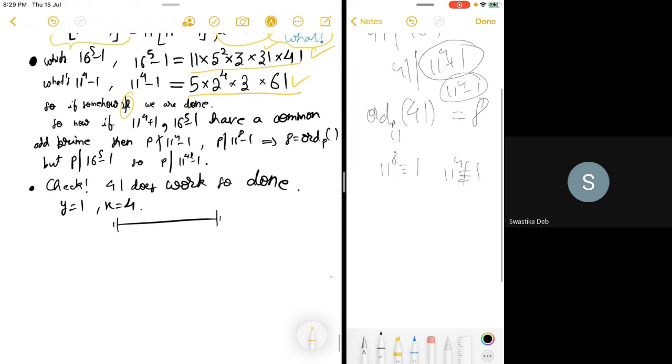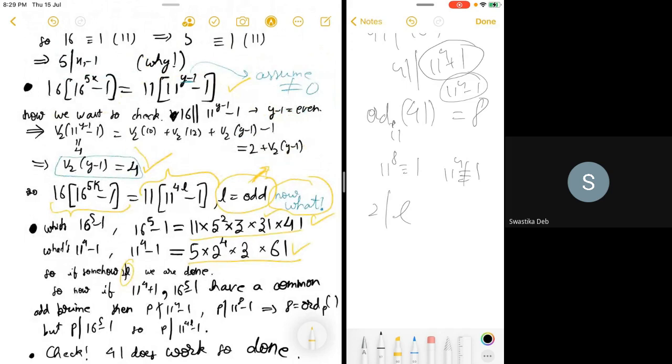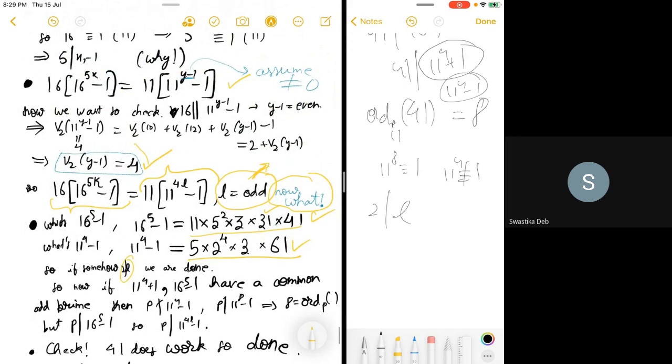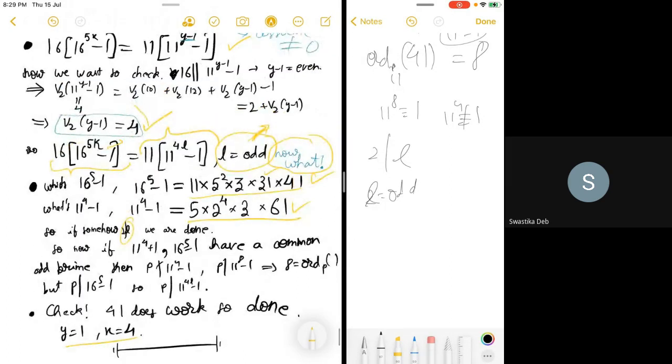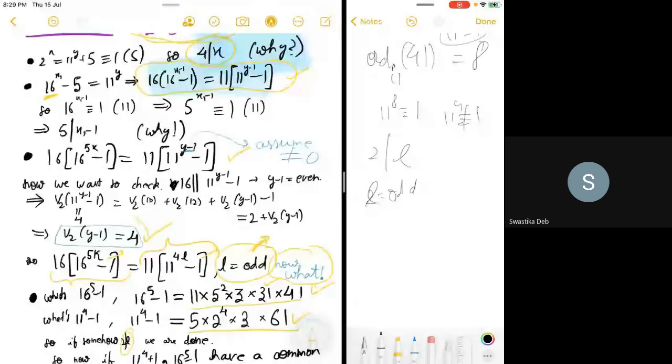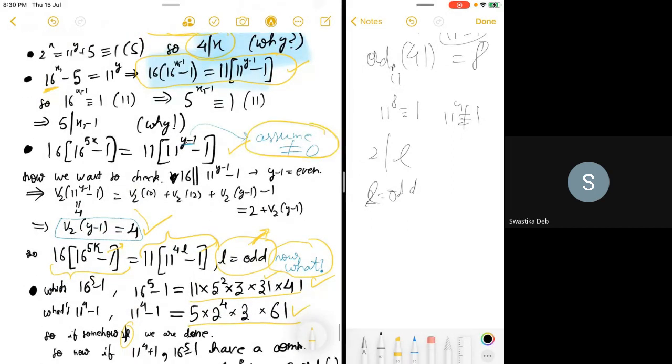So we have proved that 2 must divide L, but by checking the V2s, we got that L should be odd, hence a contradiction. Now the one solution which does emerge is when both these terms become degenerate. Then we cannot apply V2 here because this becomes 0, like L is not equal to 0.